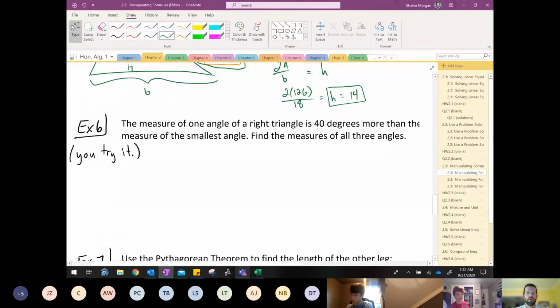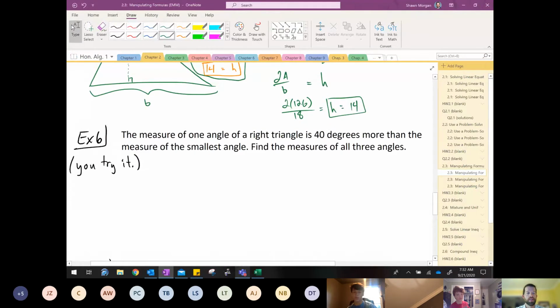Here's an example for you guys. This is example 6 right here. It says the measure of one angle of a right triangle, bear in mind we're going to talk about right triangles, is 40 degrees more than the measure of the smallest angle. Find the measure of all 3 angles. So you guys try that one out. And again, I would encourage you, make a drawing at this point. Make a drawing and then see how you do. I'm going to fill up my cup with some water and then we'll discuss.